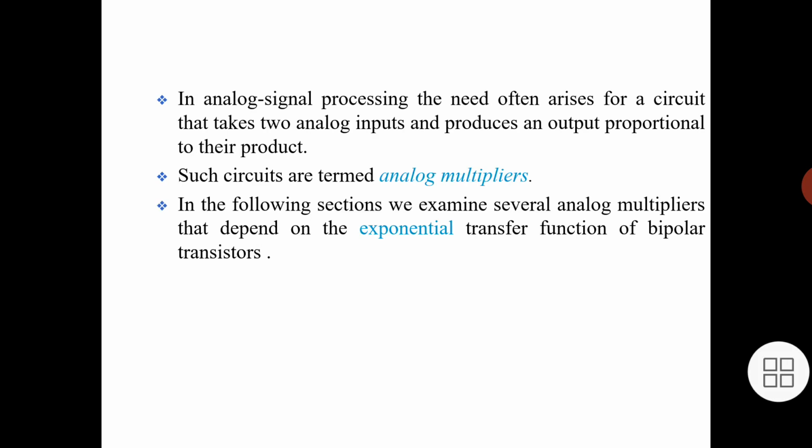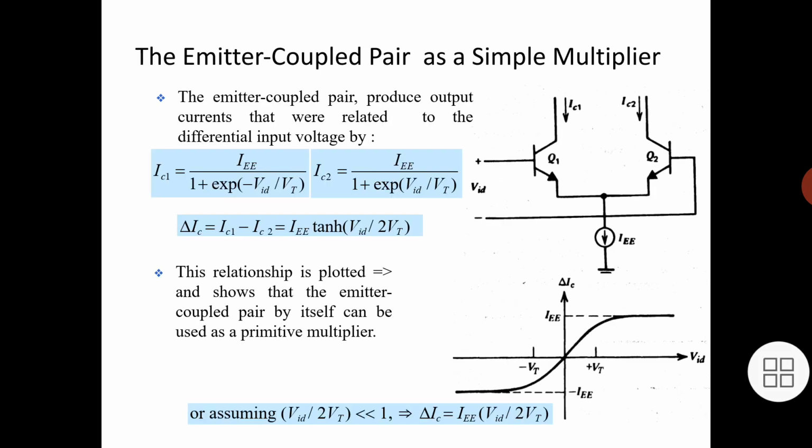In analog signal processing, the need often arises for a circuit that takes two analog inputs and produces an output proportional to their product. Such circuits are termed analog multipliers. In the following sections, we examine several analog multipliers that depend on the exponential transfer function of bipolar transistors. So let's begin with the topic, the emitter coupled pair as a multiplier.